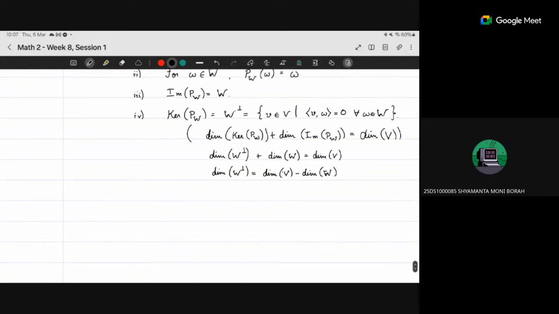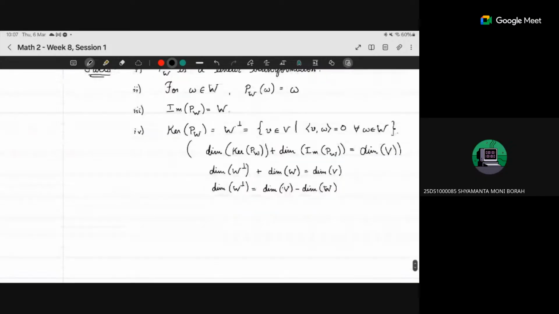All right, so these are some of the properties. And then there's this: PW squared is PW. So, do you know compositions of linear transformations?